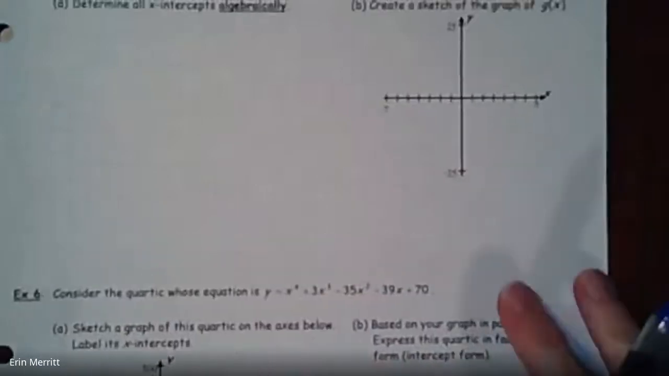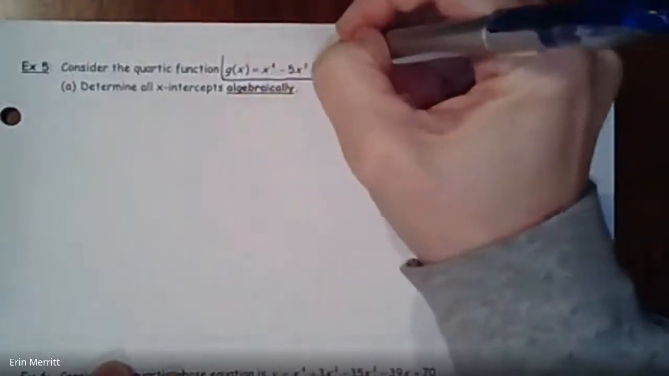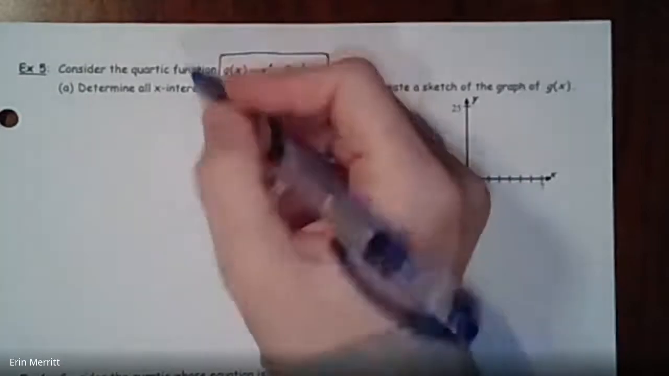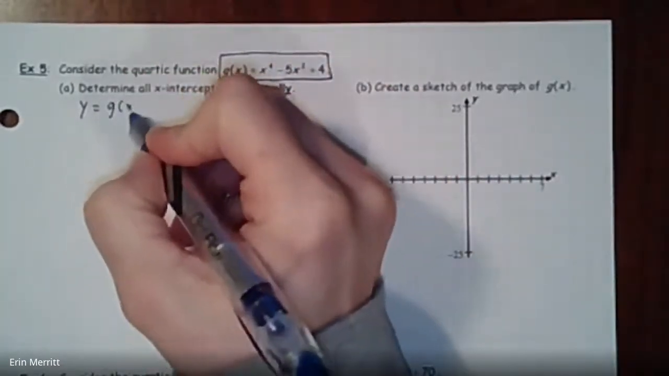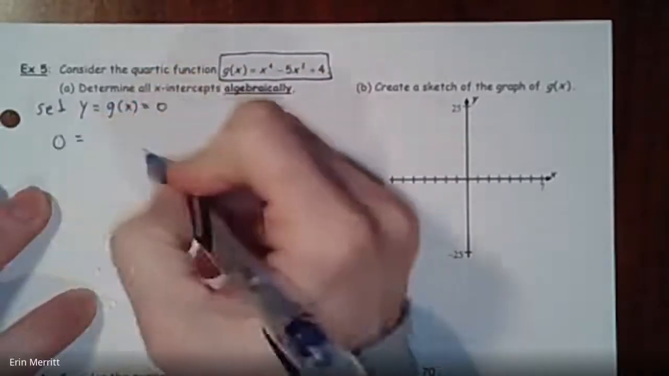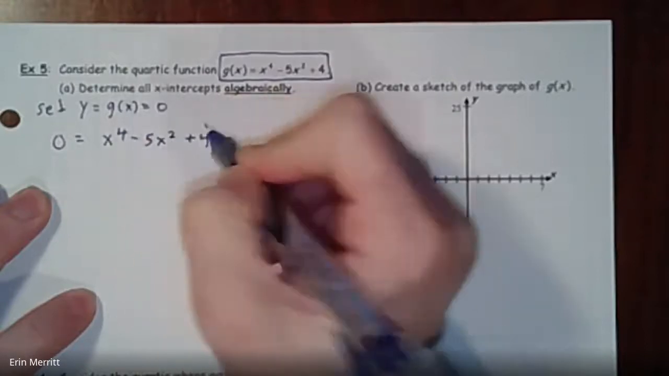All right, let's keep moving. So on to the next page. Example 5 says, consider the quartic function g of x equaling x to the 4th minus 5x squared plus 4. So algebraically determine the x-intercepts. Again, we're going to set y or g of x equal to 0. Let's do it. So 0 goes on the left, x to the 4th minus 5x squared plus 4.